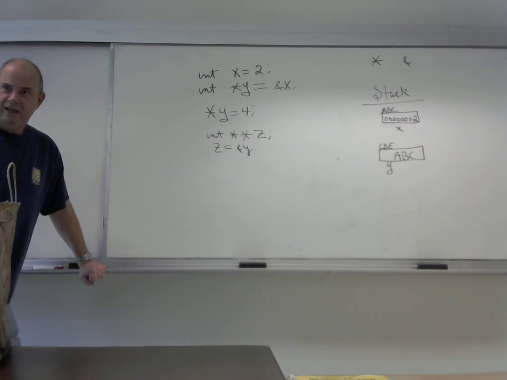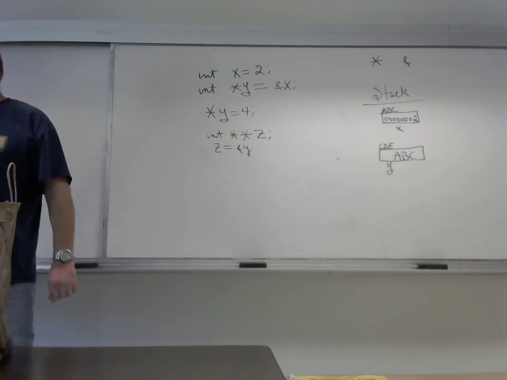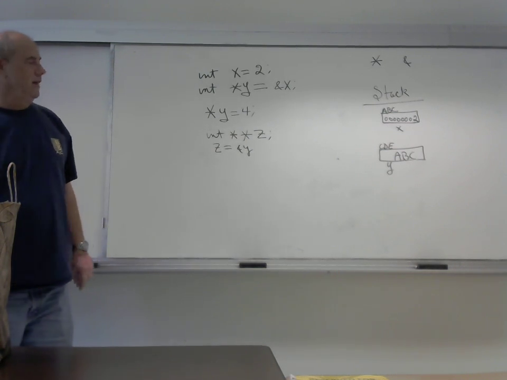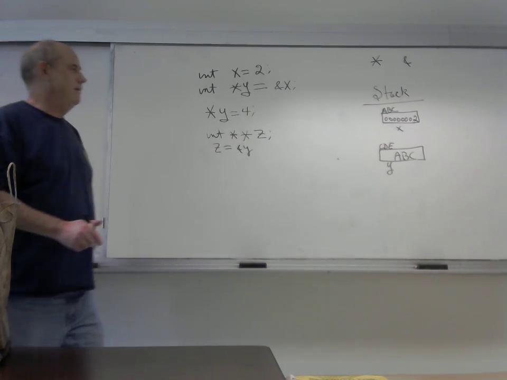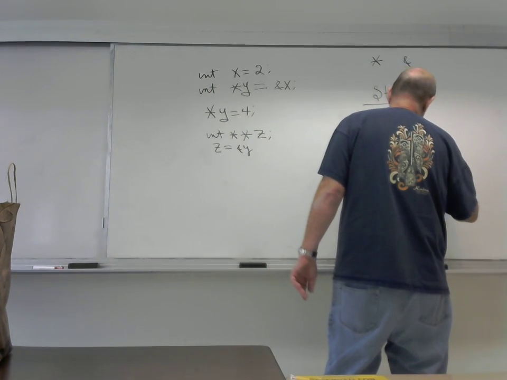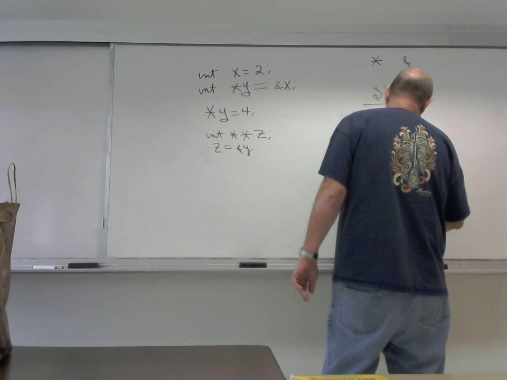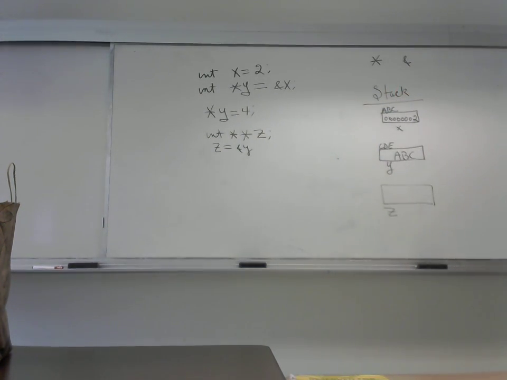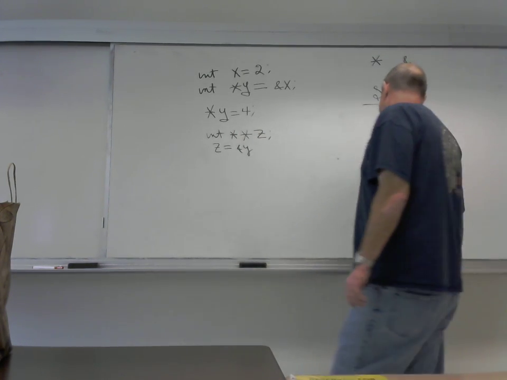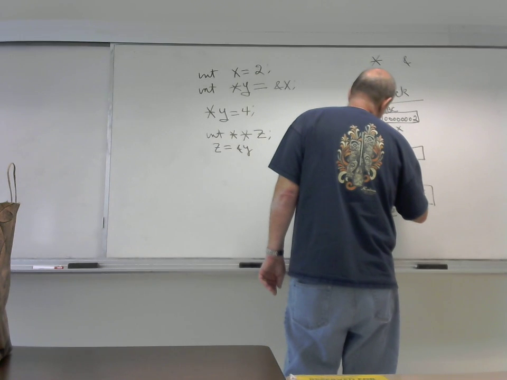This is okay. It looks funny. And you probably would never do this unless I made you on the test, right? But can we follow the chain? We have Z now. And what does Z contain? The address of Y, CDE. And this has an address itself, ABC.